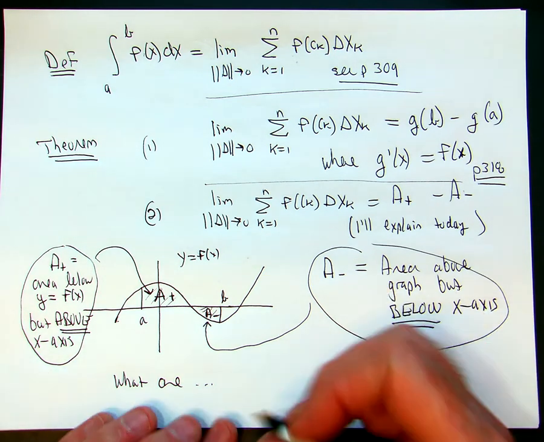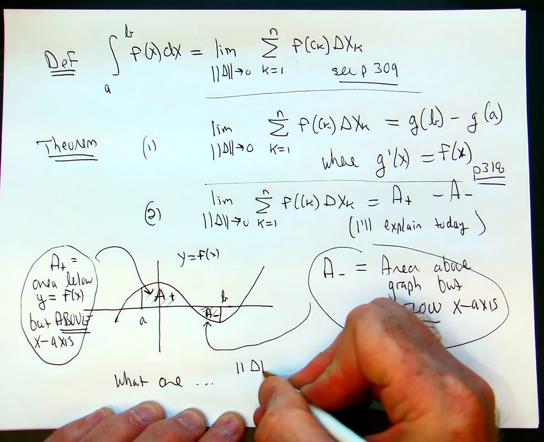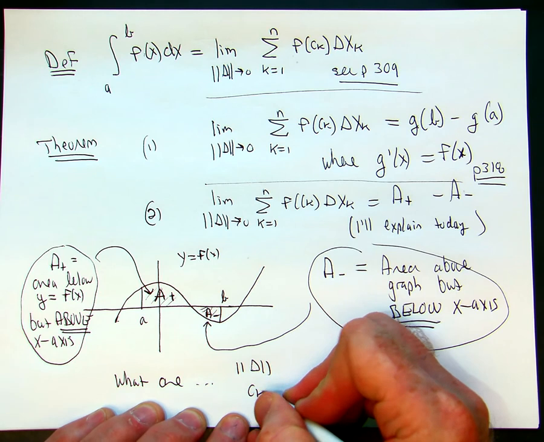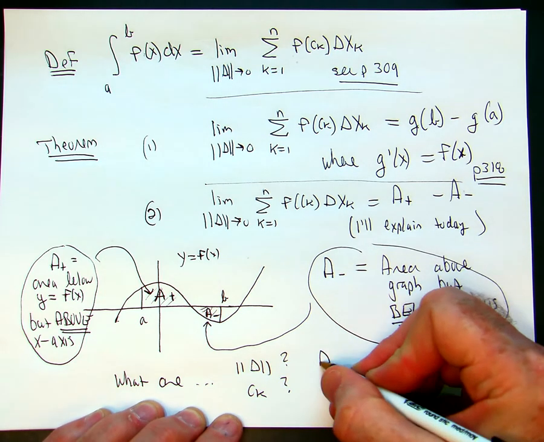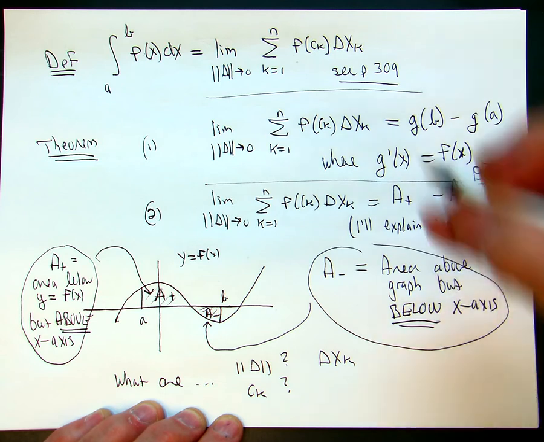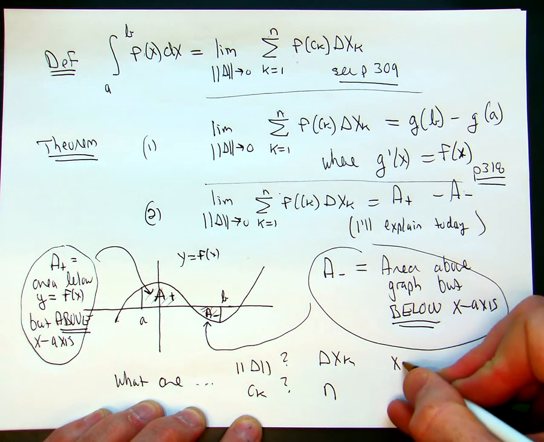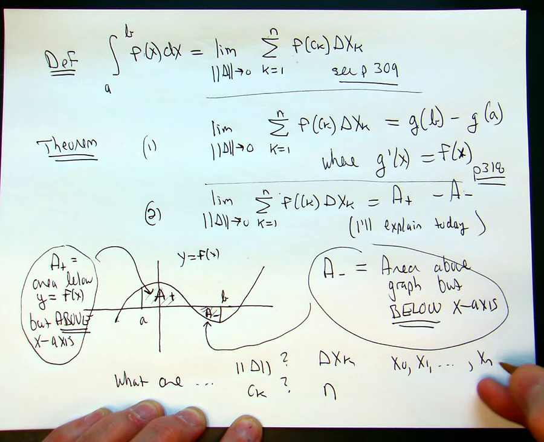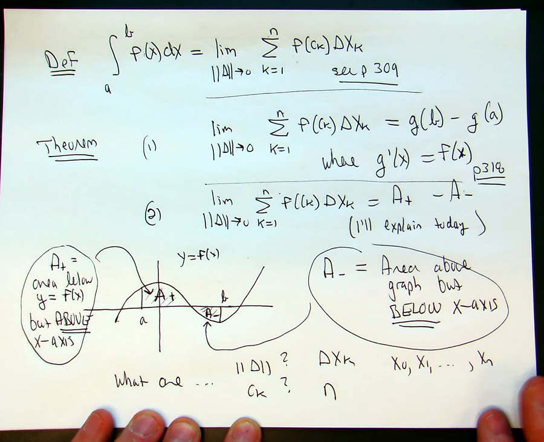There's a lot of notation. So we're going to answer a lot of questions. What's this thing right here? What's CK? What's delta XK? What's this N? And we're also going to see things that look like this: X0, X1, Xn. And again, there's a lot of different things to answer. So we're going to go through this piece by piece.